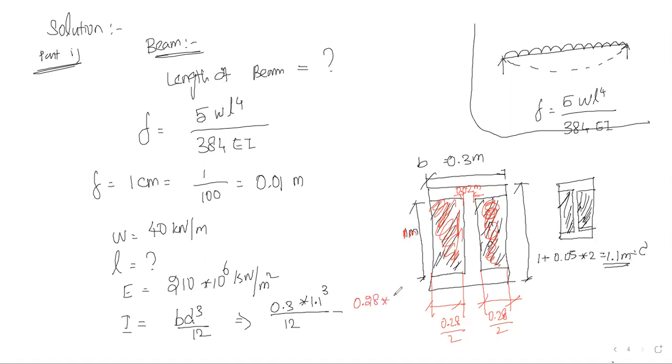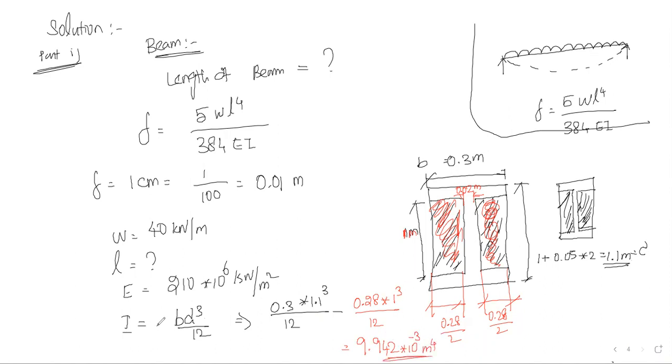0.28 into 1 cube divided by 12 I am going to deduct. Okay, so that I am getting the answer of 0.3 into 1.1 cube divided by 12 minus 0.28 into 1 cube divided by 12. So I am getting the answer as 9.942 into 10 to the power minus 3 meter power 4 for I value.